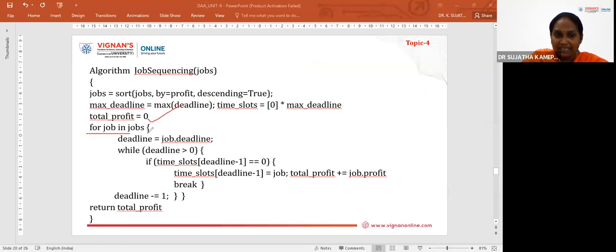Now, we are going to select each job from the jobs list. For every iteration, we are going to select 1 job. Now, deadline is equal to that job's deadline. The job we selected here, for that job's deadline, the deadline is equal.